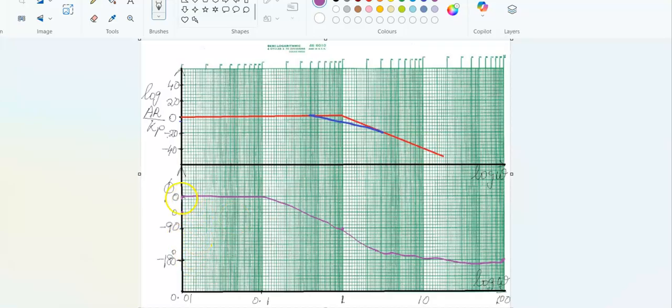For the phase angle plot, when omega tending to 0, phase angle is 0. When omega tending to infinity, phase angle is minus 180 degrees. When tau omega equal to 1, or omega is equal to 1 by tau, at that point the phase angle is minus 90 degrees. So we have these three points; join the points like this. So this is the phase angle plot. In the same way, for any system, you can draw the Bode diagram.